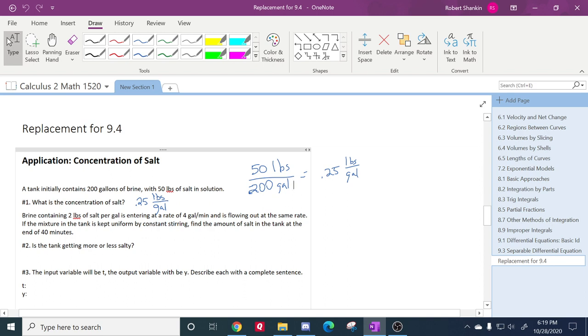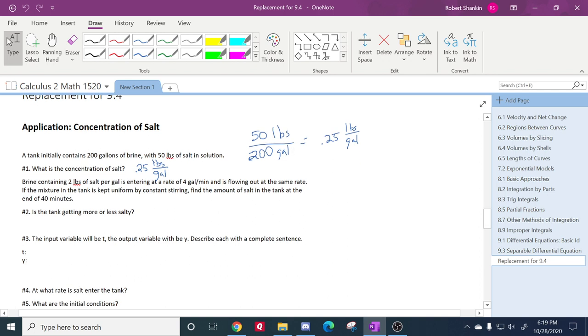All right, any questions on number 1? Pretty clear on that? All right, so that's its concentration. We're going to assume that it's well mixed. All right, now, the next portion.